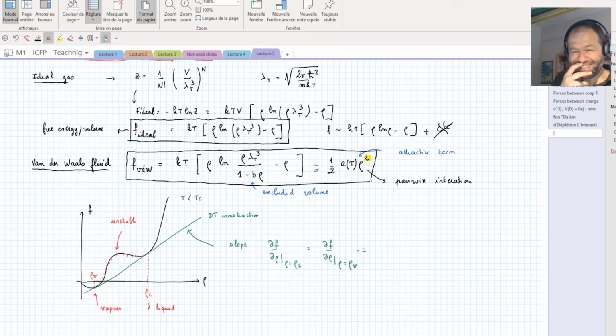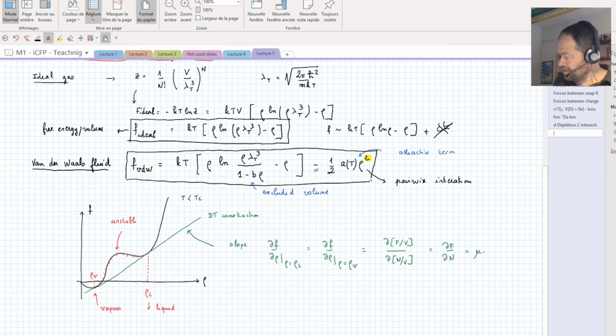No, it's not the pressure here, Adrien. With this representation, it's not the pressure. Yeah, it's the chemical potential, because it's d(F/V) divided by d(N/V). So it's dF divided by dN, and it's mu.